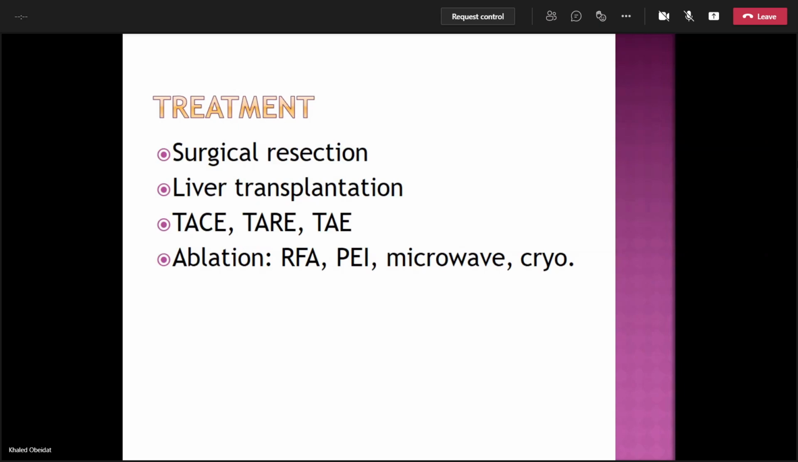Freezing as well. All of these work for small tumors, usually less than 5 centimeters, and best if they are less than 3 centimeters. Sometimes they are used as an adjunct to surgical resection to preserve parenchyma if we have multiple lesions, or they are done for palliation for those who are not candidates for surgical resection, nor liver transplantation, nor any curative procedure.